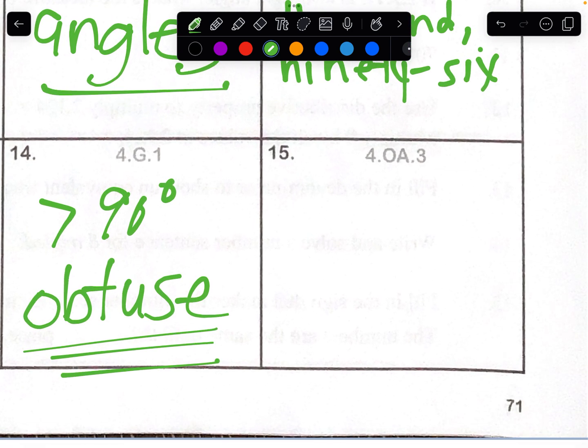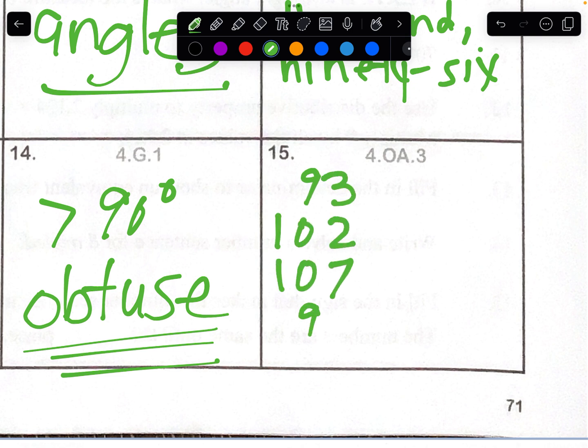All right, 15, Darius wants to finish a 5-part race in 500 seconds or less. His times for the first 4 parts are 93 seconds, 102 seconds, 107 seconds, and 98 seconds. Write an equation to show the time Darius must achieve to finish the race in 500 seconds. Use X to represent the unknown time.